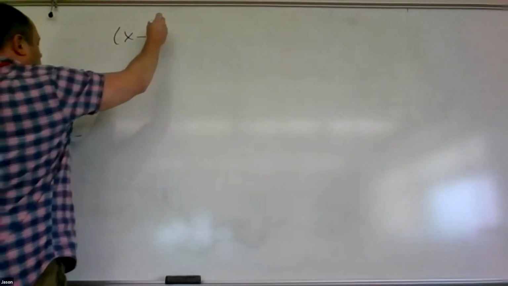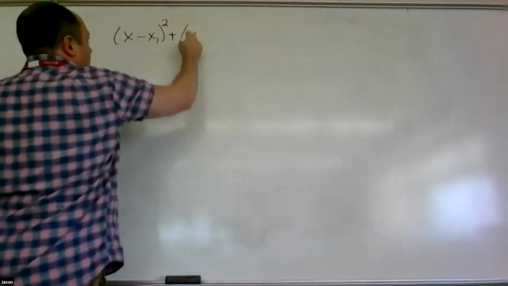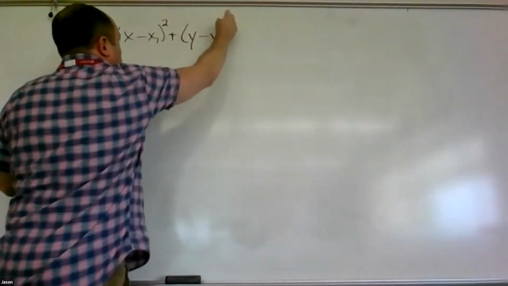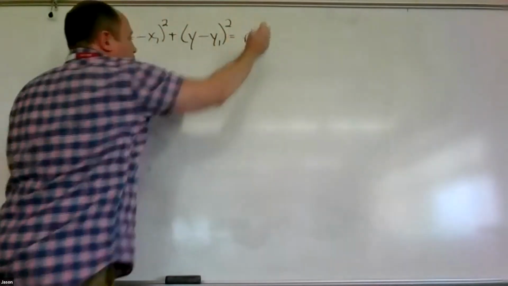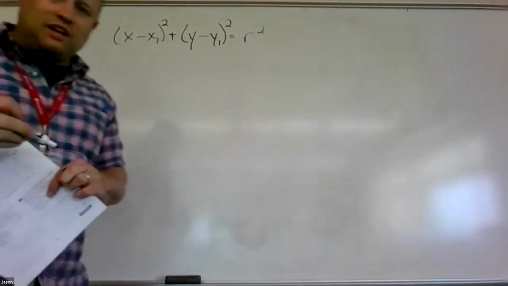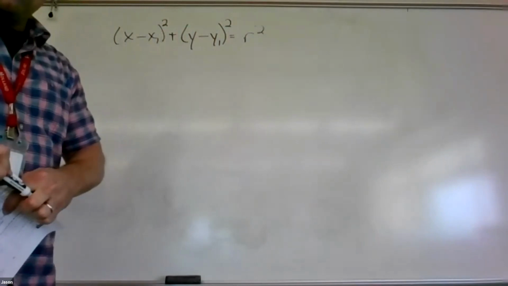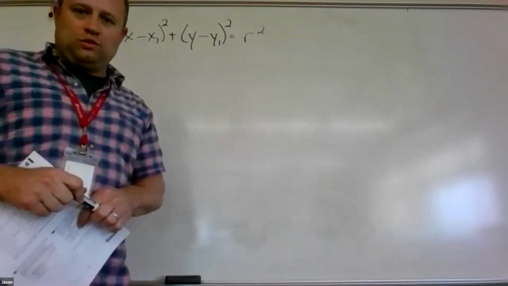From my memory, the equation for a circle is (x minus x1) squared plus (y minus y1) squared equals the radius squared. That is not a formula the SAT is giving you, but that is the formula for the equation of a circle, okay?